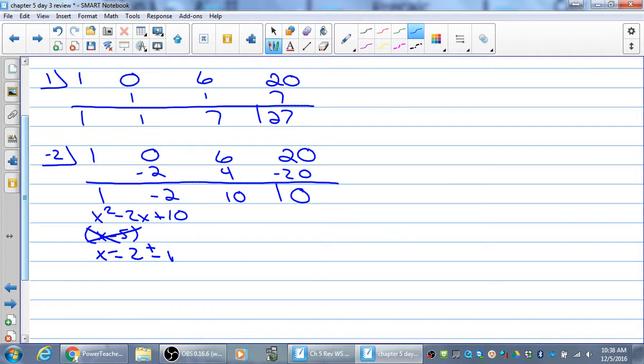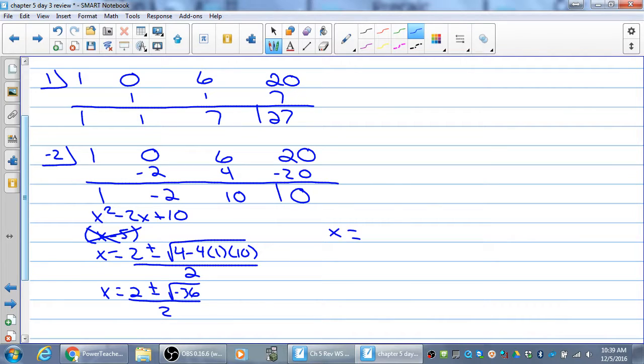2 plus or minus square root of 4 minus 4 times 1 times 10, all over 2. B squared is 4, I got the A, I got the C. 2 plus or minus the square root of 4 minus 40, -36, over 2. So x equals 2 plus or minus 6i over 2. I can divide all those by 2, so it's 1 plus or minus 3i, and x equals -2.